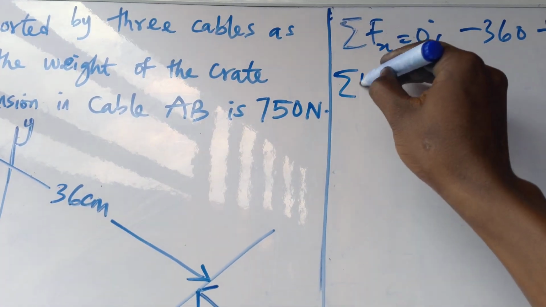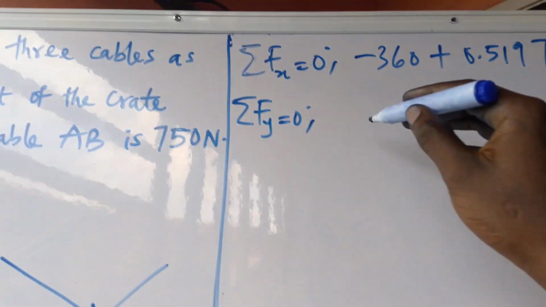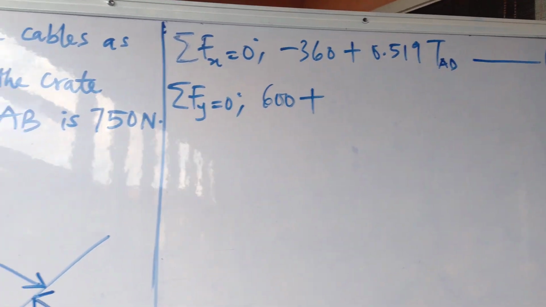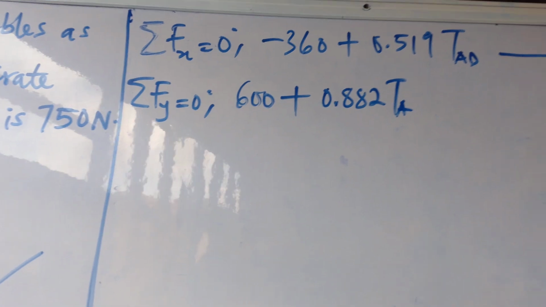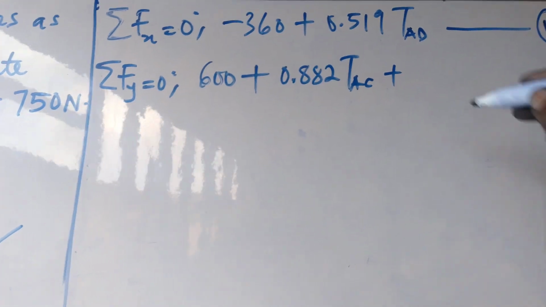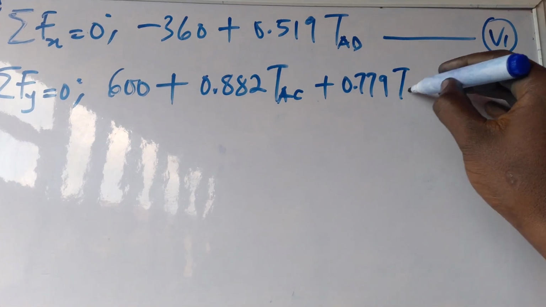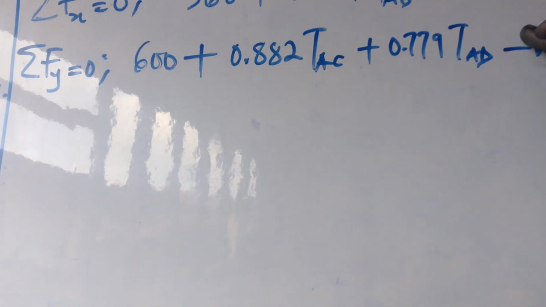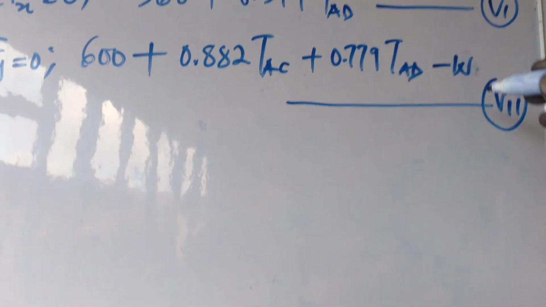And if sigma Fy is 0, I'll be having 600 plus 0.882 TAC plus 0.779 TAD minus W equals 0, of which I can call this one equation 7.